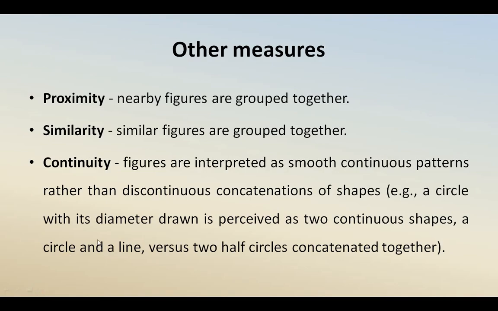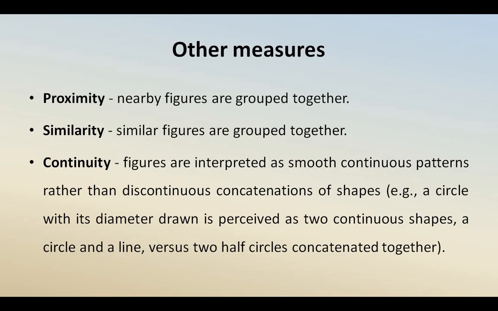What are the other measures that we take into consideration in information visualization? Number one, proximity. What is the meaning of proximity? The nearby figures are grouped together. The second one is similarity. Similar figures are grouped together. The next one is continuity. What is the meaning of continuity? Figures are interpreted as smooth continuous patterns rather than discontinuous concatenation of steps.